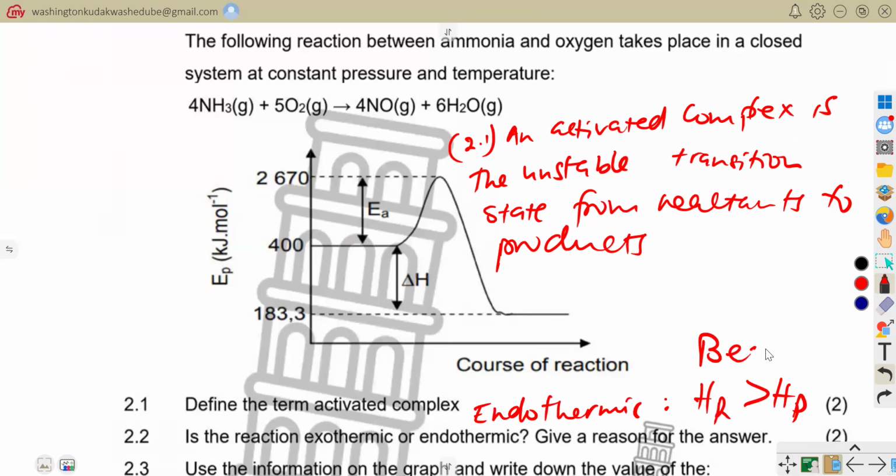You would say that because the enthalpy of your reactants, these ones are your reactants, is greater than the enthalpy of your products. Then you are done. Then now let's go to the following.